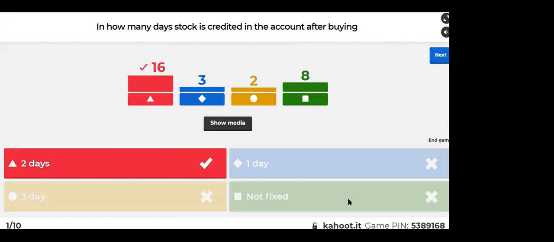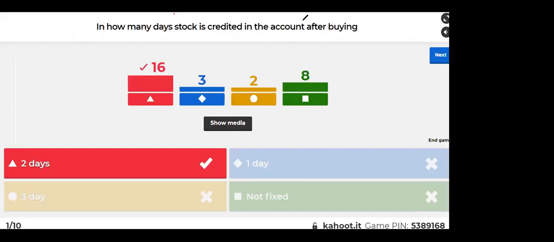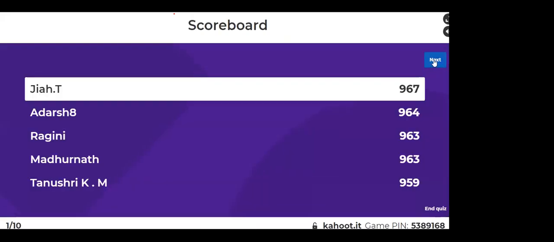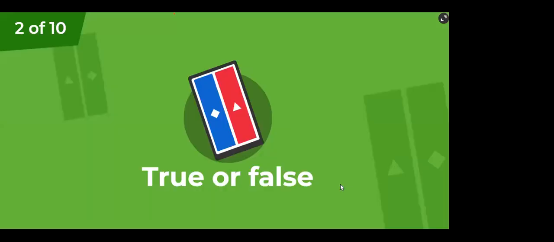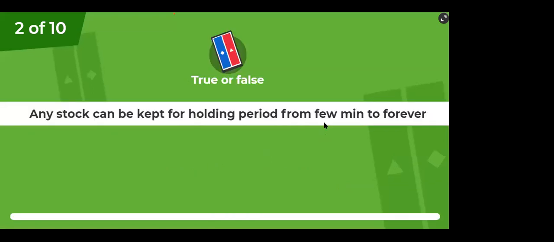See, students are still making mistakes. Two days now, I just said it. This is the last thing that I taught. T plus 2 days. So after 2 days, how can you make this mistake, guys? Okay, Jia, very good. First position, Jia. Harshad Mehta is not in the top 5 position. You are spoiling Harshad Mehta's name.